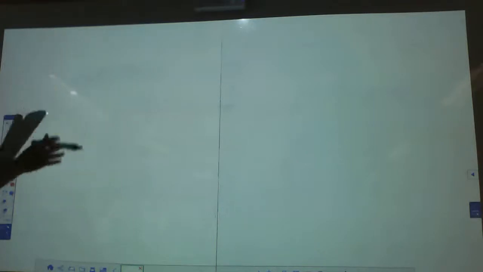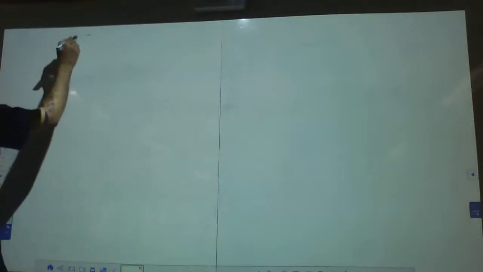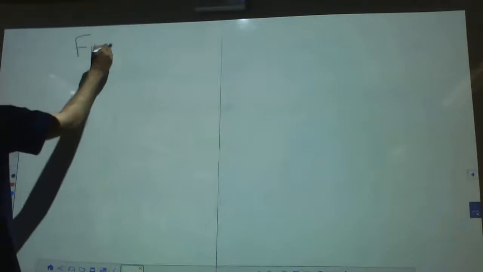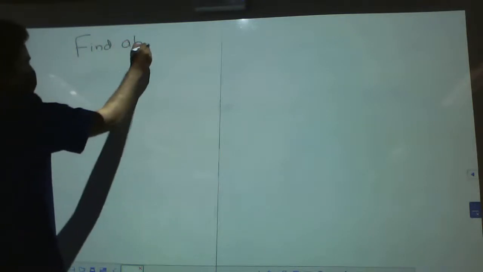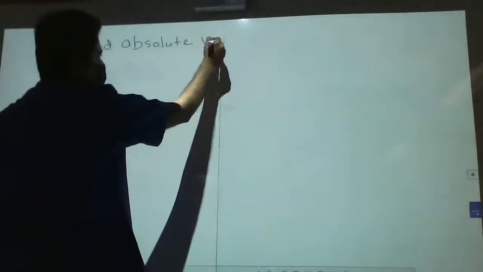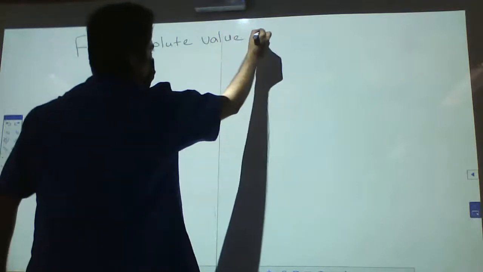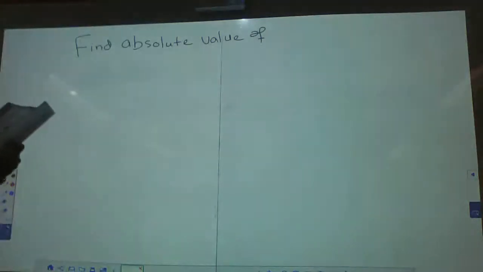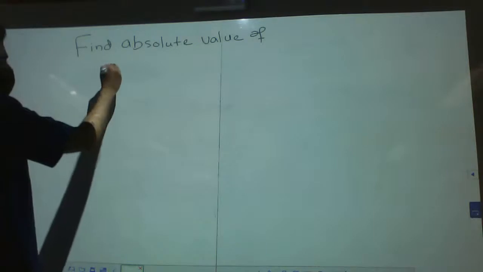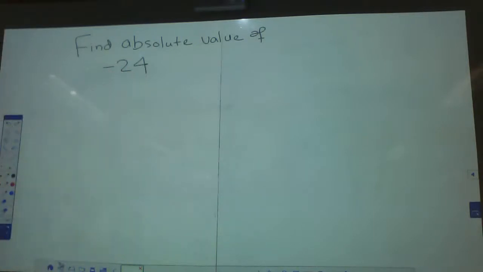Now, next question number 2, right? Let me give you an example. We have to find the absolute value. Let's say the question is like this: find the absolute value of, let's say, minus 24. So question number 2 is like this.